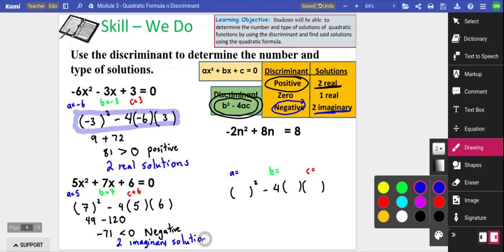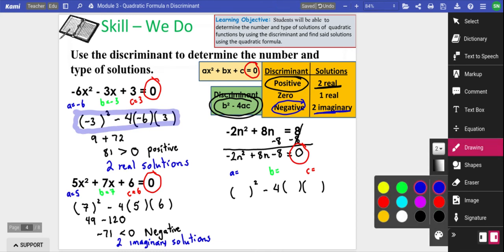Problem number 3. Now, if you remember on the previous slide, we need to have one side equal to 0. The previous two examples had one side equal to 0. Now this one does not, so we have to perform one step to make it equal to 0. I will subtract 8 from both sides. 8 minus 8 is 0, equals, and we just bring everything down because in this case we don't have like terms. So -2n squared plus 8n minus 8. Now we have one side equal to 0. Now we can solve it.